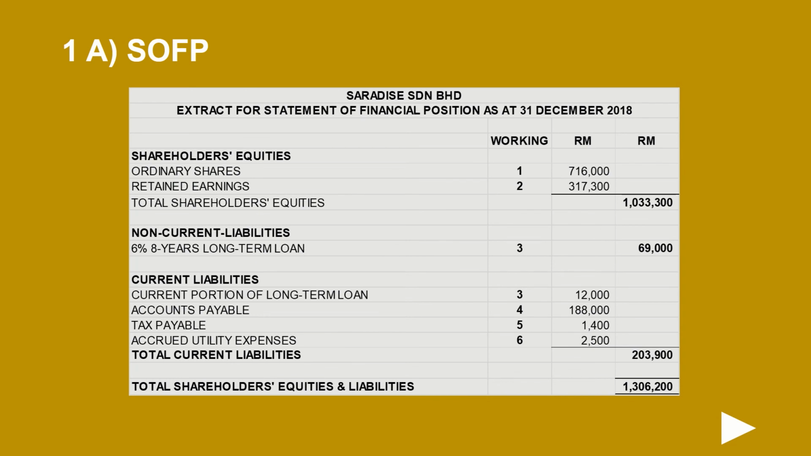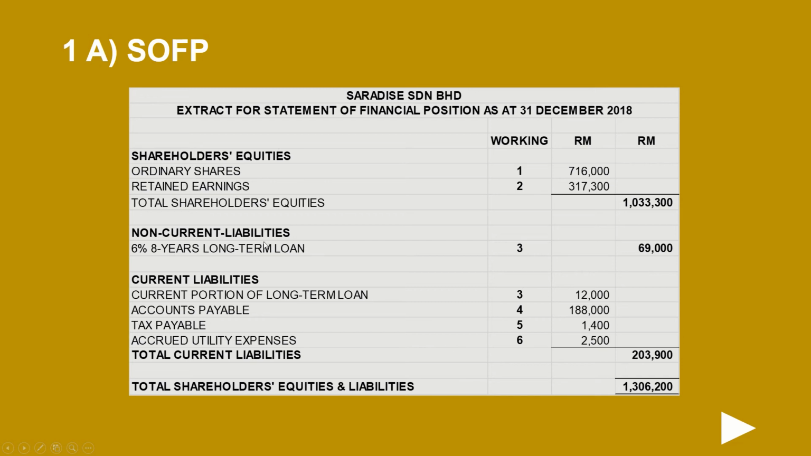Let's discuss the answer for question 1A. The statement of financial position, also known as the balance sheet. For the standardized format, this extract for the statement of financial position as at 31st December 2018 will start with the item of equity, followed by non-current liability, current liability, and total shareholder equity and liability. For equity, it consists of ordinary shares and retained earnings.